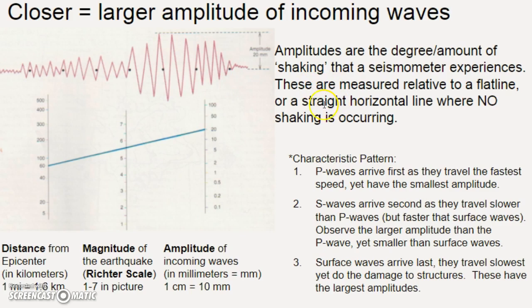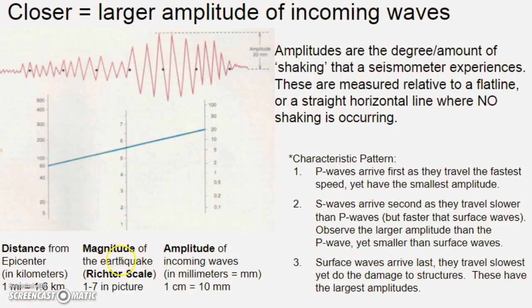So as soon as it starts shaking, that seismometer is actually oscillating back and forth, and it's picking up the readings measured in amplitudes. So let's label this. Let's make sure we realize this is our distance from the epicenter. This is measured in kilometers in your binder. 1 kilometer, or 1.6 kilometers, is 1 mile. So we can actually convert these.